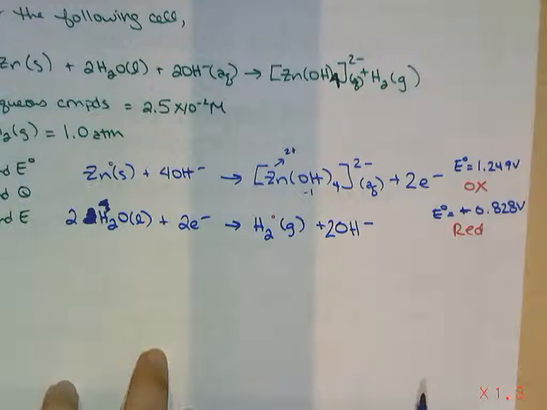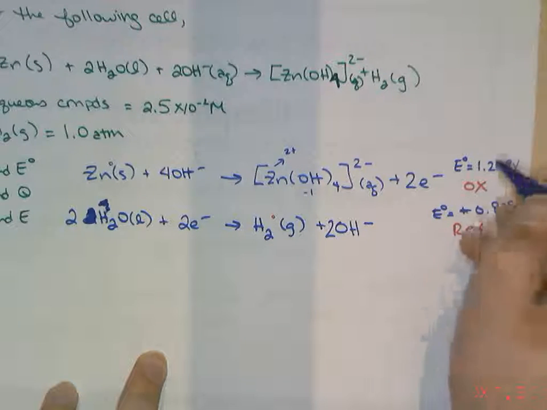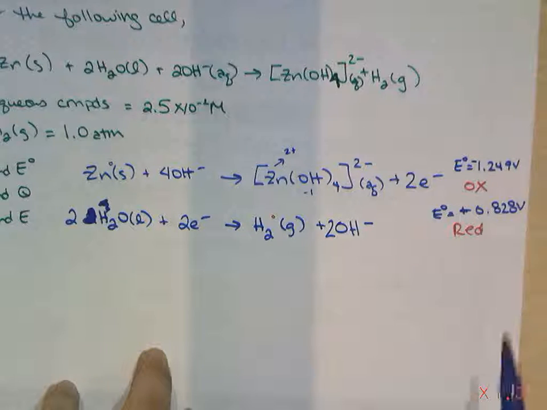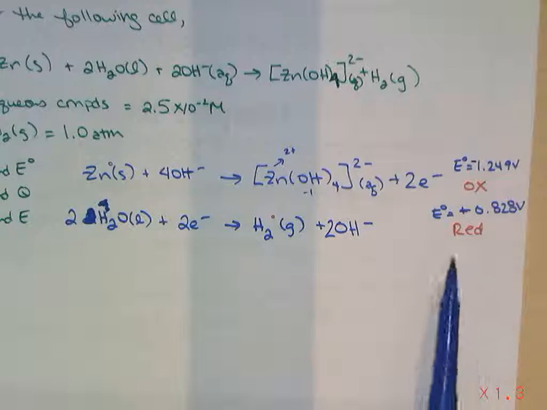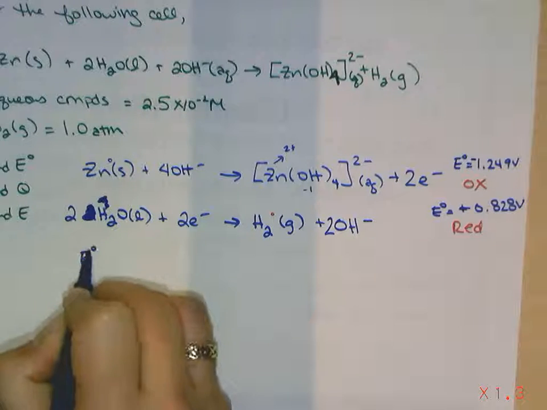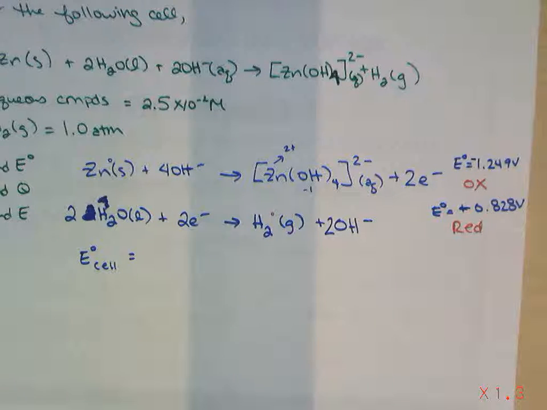Sorry. This one should be minus. So this one's minus 1.249, and this one's plus 0.828. All right, so now I have my 2 half reactions. What order do I subtract them in? All right, so which one's the cathode? Yep.